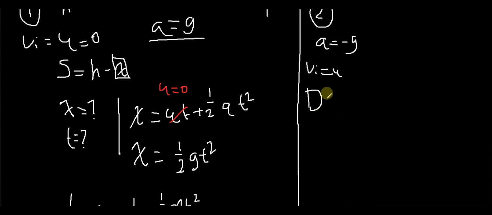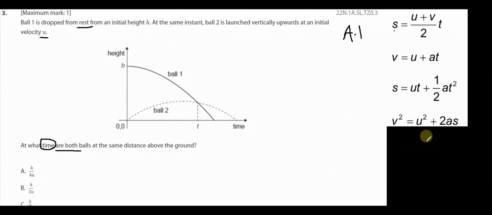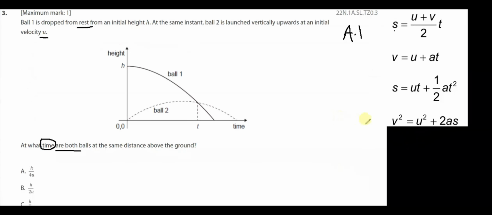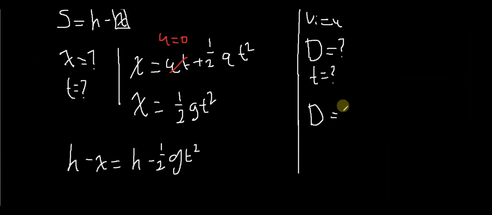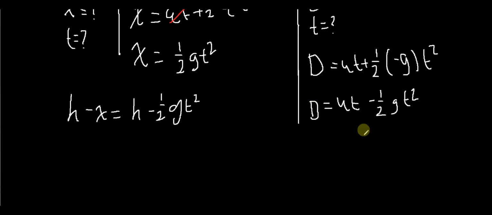Let the displacement of the second ball be big D, and then of course we want the time. So for these specific parameters, we want to use the initial velocity, the acceleration, the time, and the distance. So again, this would be best suited for the third equation. So we can write that d is equal to ut plus 1 over 2 minus gt squared. So this is the larger displacement.